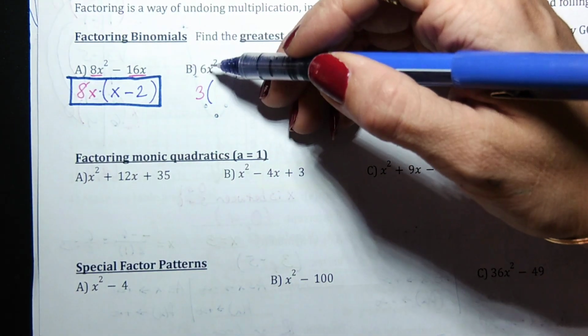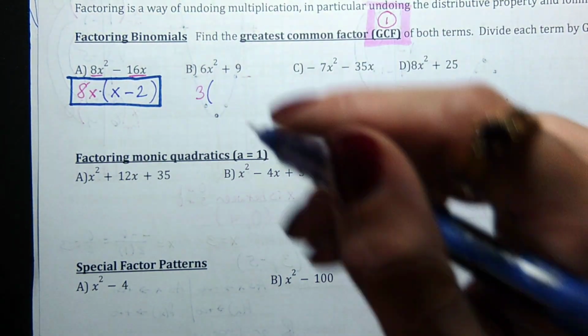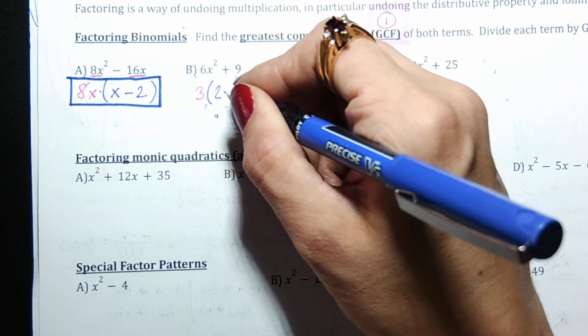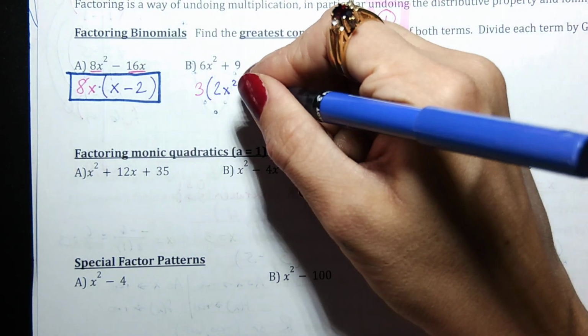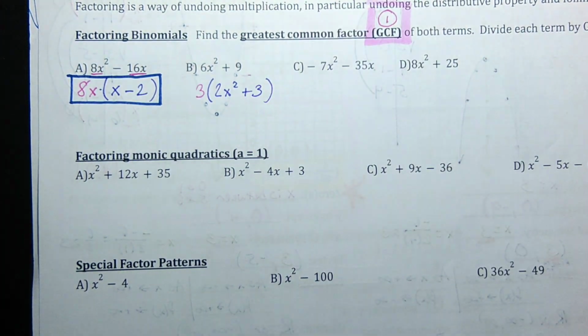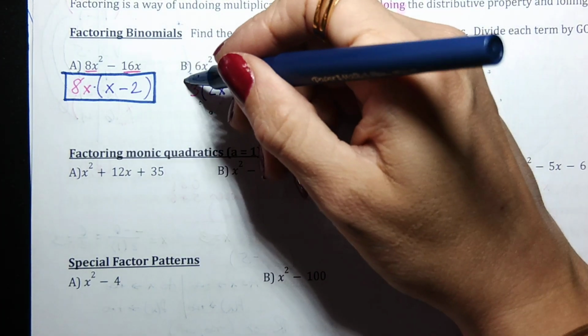So what happens when I divide 3 from 6x squared? 2x squared. What happens when we divide 3 out of 9? 3. Boom. That's factored form.